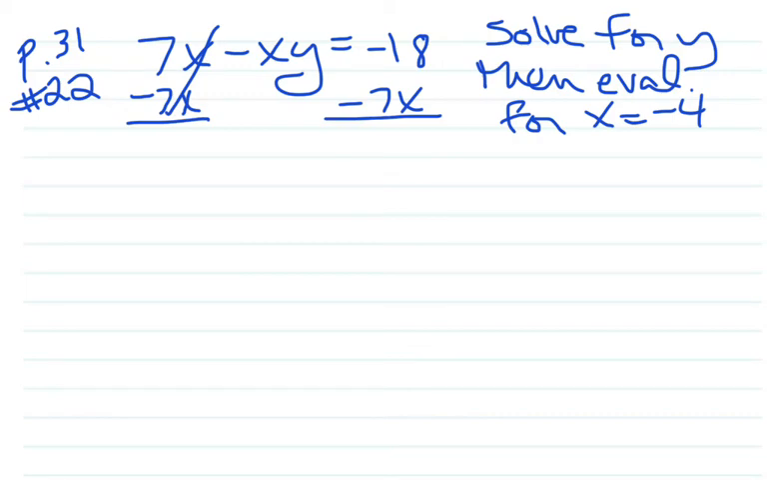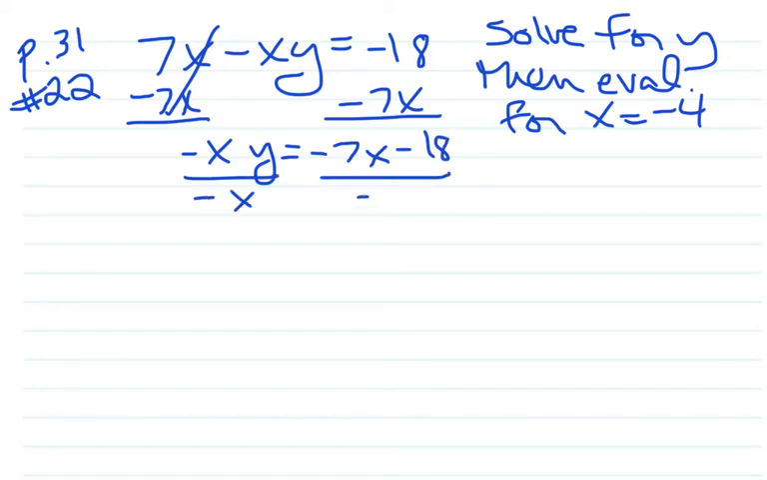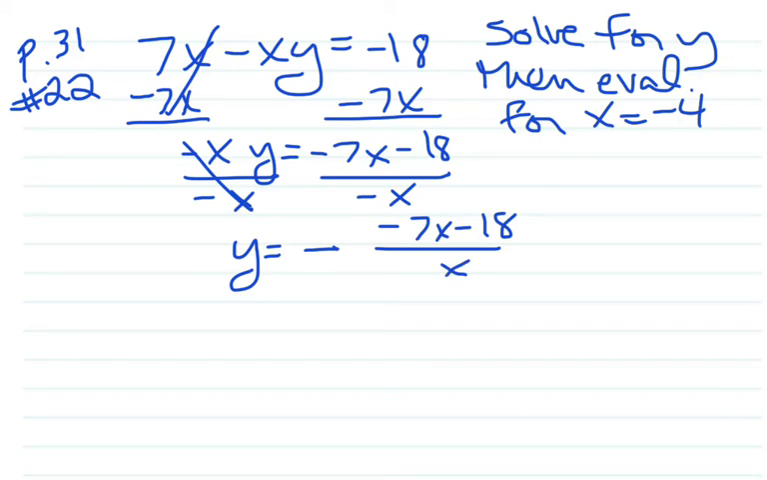We're going to start by getting rid of the term that's attached to what we want by addition or subtraction. That 7x is attached to the y with subtraction. It's a positive 7x, so we're going to subtract it. We've got negative xy equals negative 7x minus 18. Get rid of what's with the y that's attached by multiplication by dividing. And so we've got y equals negative 7x minus 18, over negative x.